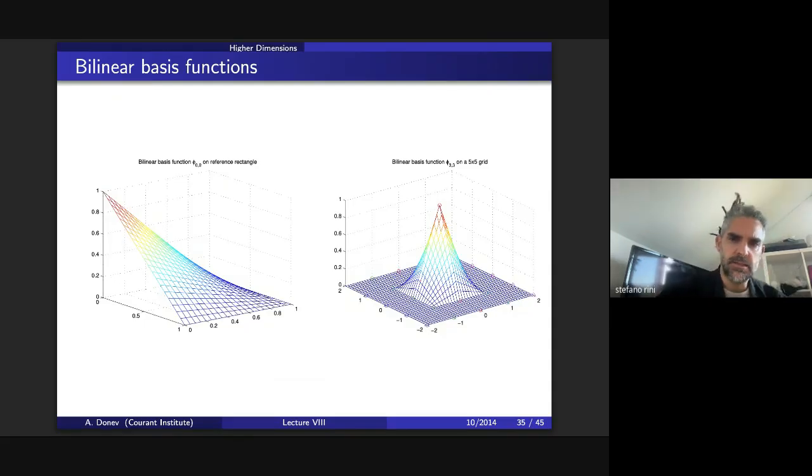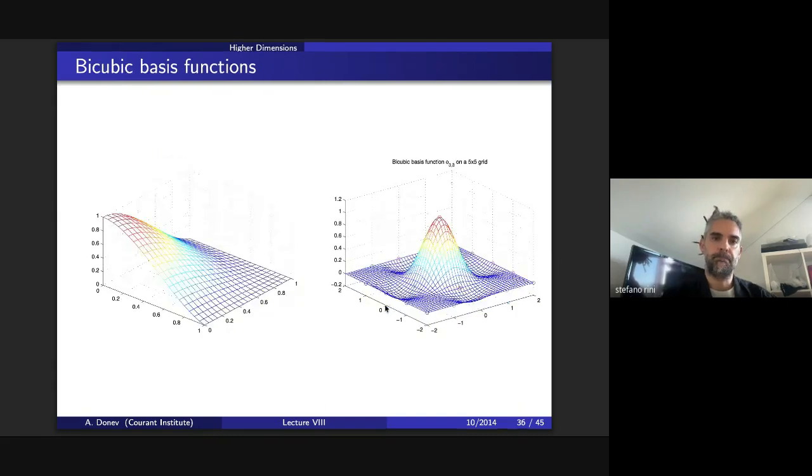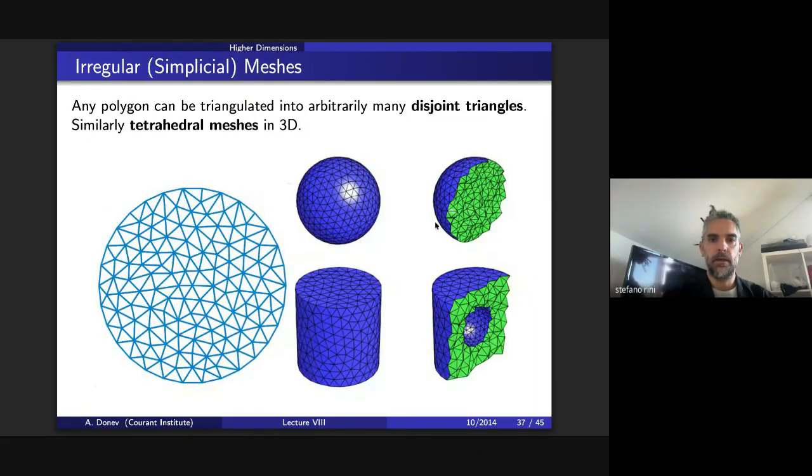Okay, so this is your tent function, and this is the bilinear function. So you see that this is a tent function, right? You see that this is on the 5x5 grid. This is the bilinear function there. And then if you go to bicubic, then you have something smoother. So now you get this very cute impulse in the function.